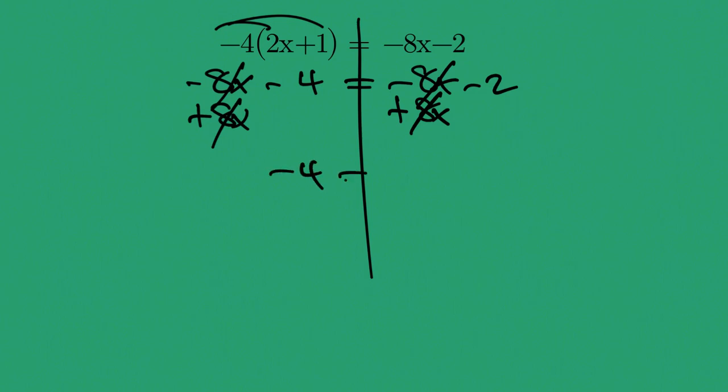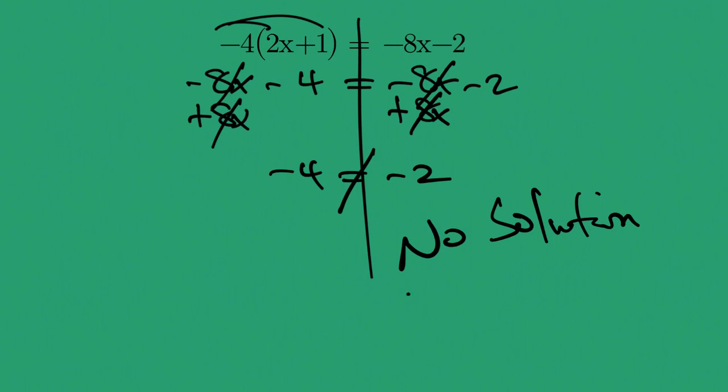At this point, we need to look at what we have left over. Variables have canceled. What I have left is just simply negative 4 equals negative 2. And I need to ask myself, is this a true or false statement? Is negative 4 equal to negative 2? That statement is false. That statement is not true. Therefore, we get no solution here.